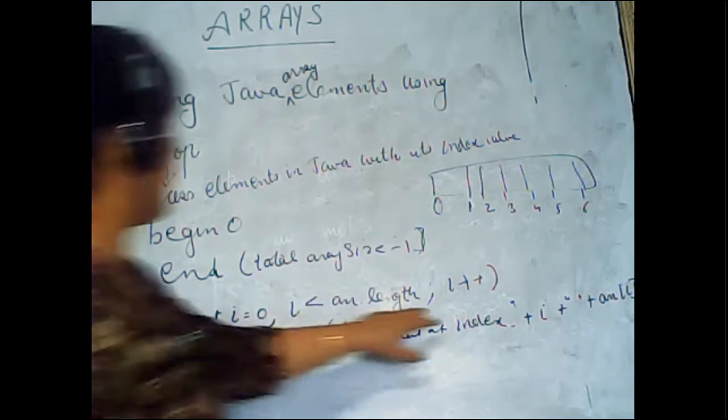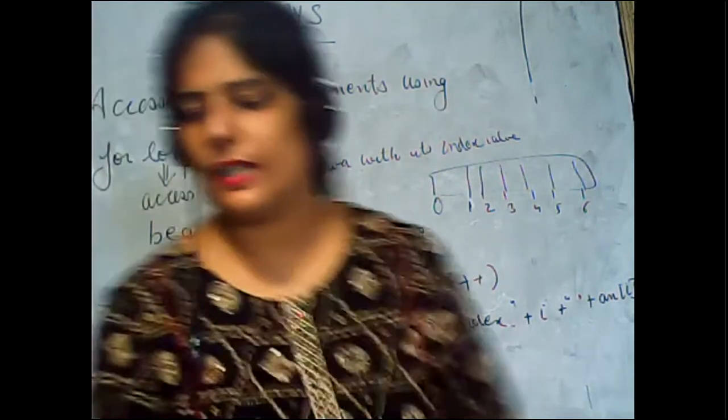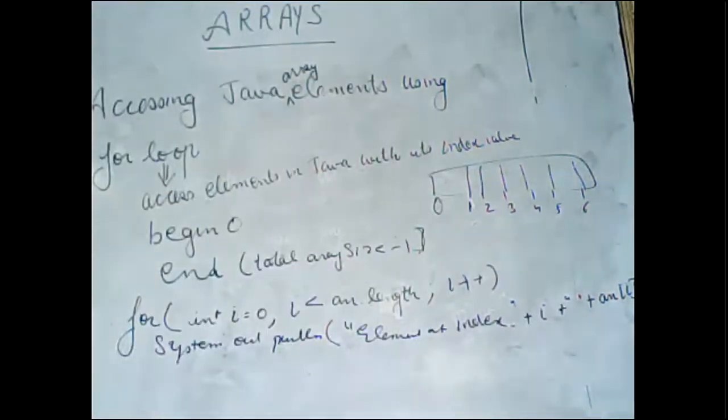Fine. So this is a way that you can display or access all those elements in an array. Fine. Now I will be using one particular program just to show you how we can declare, instantiate, initialize and traverse a particular array. So I will be using my command prompt for that. So just wait for a while.